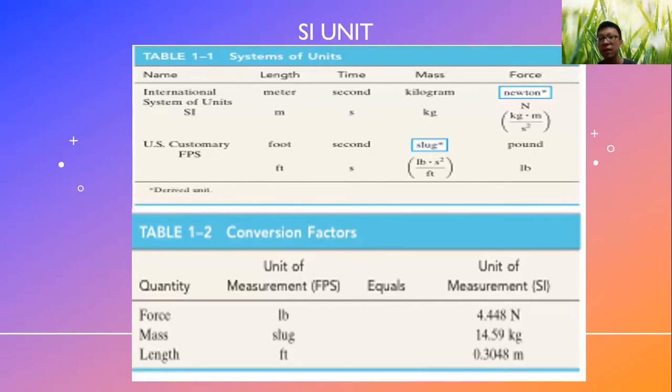Now, for the units, there are two kinds of unit systems. First is the International system, which is SI, and also the US Customary FPS. Both are used, but the more commonly used is the SI unit: meter, second, kilogram, and Newton. There are conversion factors that can convert from SI to US customary units, and also from US units to SI units.